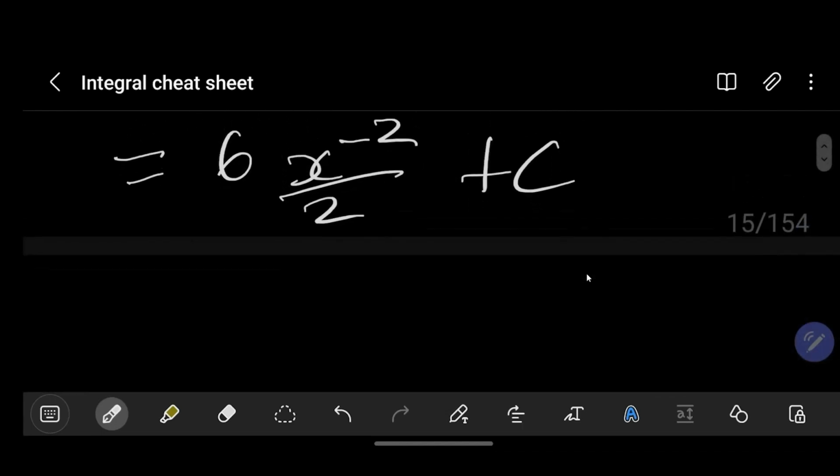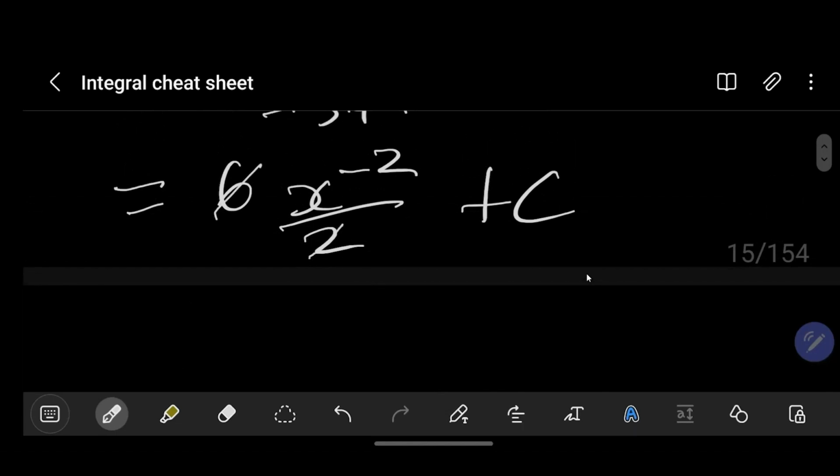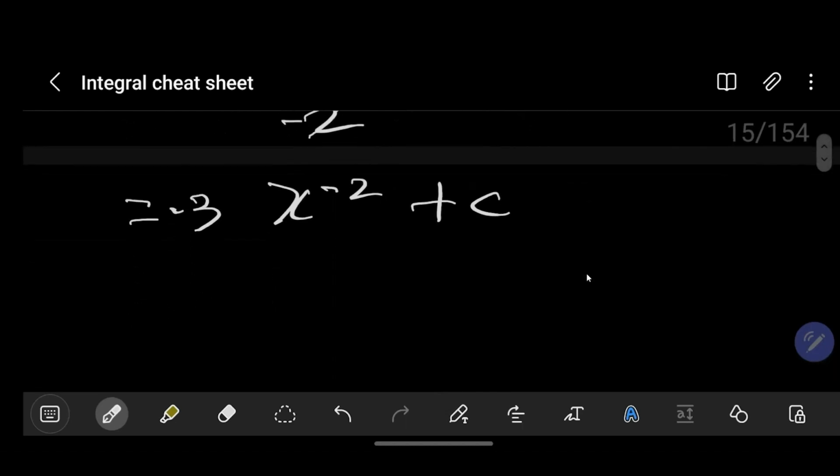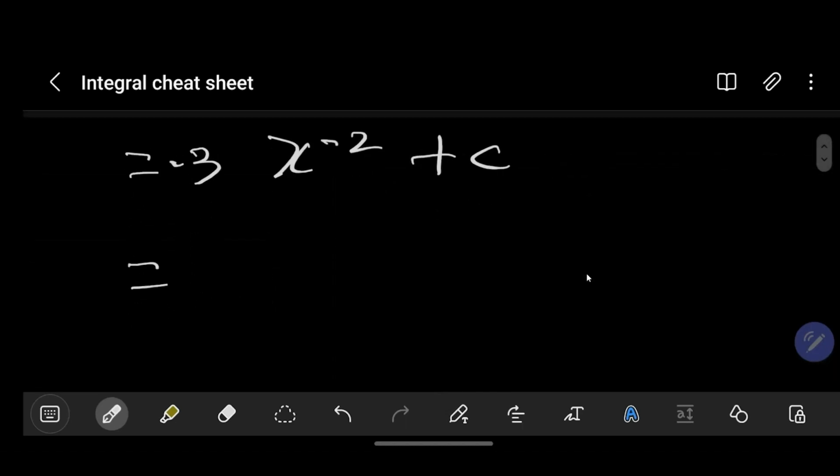So we can see that the 2 can go into 6, so that's minus 3x to the minus 2 plus c, which is now then equal to, as we did before, minus 3 over x squared plus c. We take this to the bottom because it's raised to the minus 2 power.